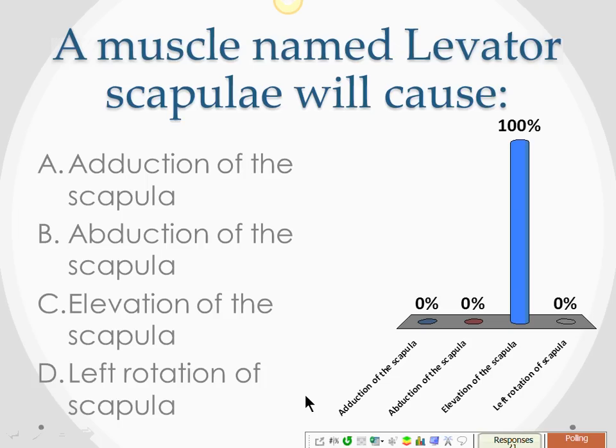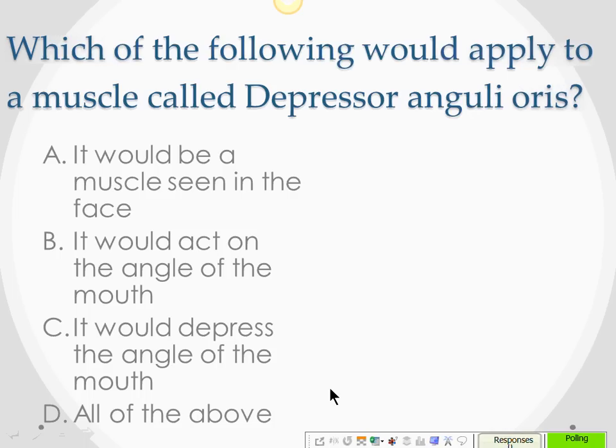Very good. Yes, elevation of the scapula. Excellent. Okay. Now how about this? Which of the following would apply to a muscle called depressor anguli oris?